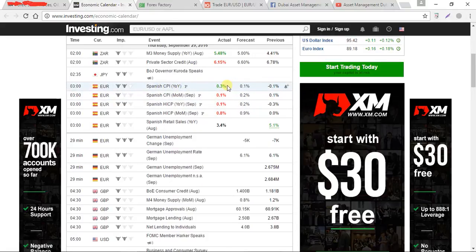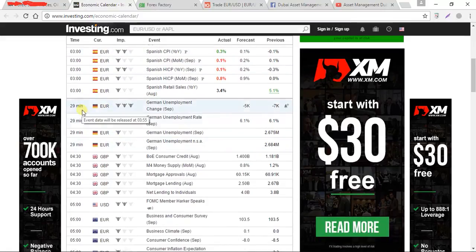Actually, it was a bit good. The previous was minus 0.1, and the actual is 0.3. Almost the news is mixed, but all over it's very good news. And in the next 29, 30 minutes, there is the unemployment change from Germany. It's very important, and depending on these numbers, the euro USD will move.